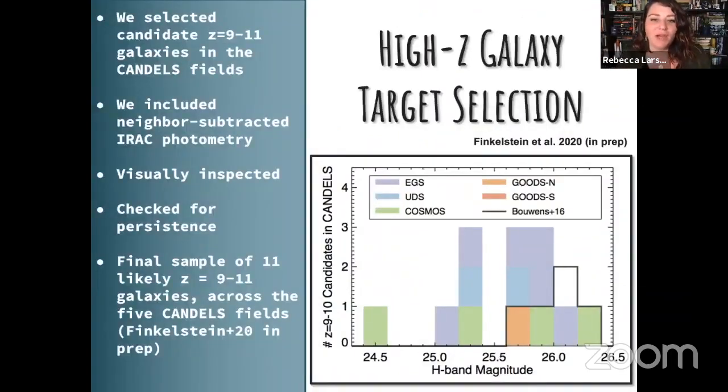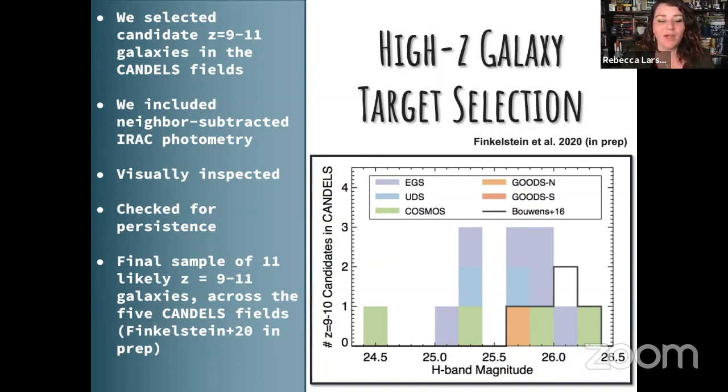So we looked for high redshift galaxy candidates in the COSMOS field. This is a paper by Steve Finkelstein in prep for this year. We looked for galaxies that have neighbor-subtracted IRAC photometry. They were visually inspected, we checked for persistence, and we were very careful on all of the things that we were looking for. Our final sample is around 11 redshift 9 to 11 galaxies across all 5 CANDELS fields. We also looked for the ones that had high ionizing photon fractions because we looked for the Spitzer IRAC colors where the O3 would have been bright.